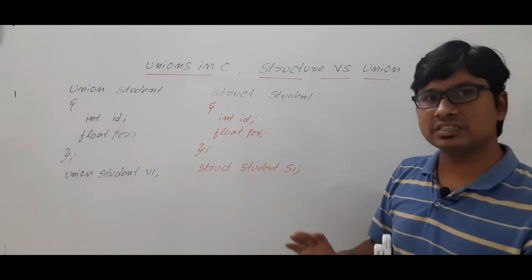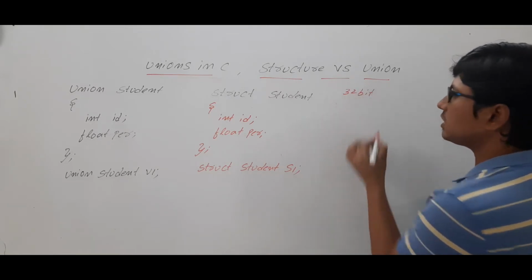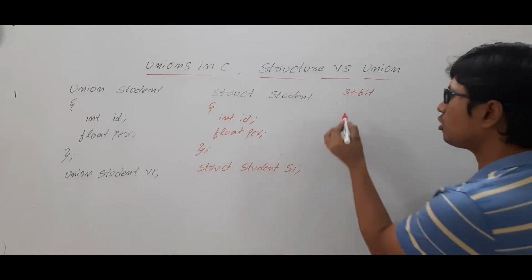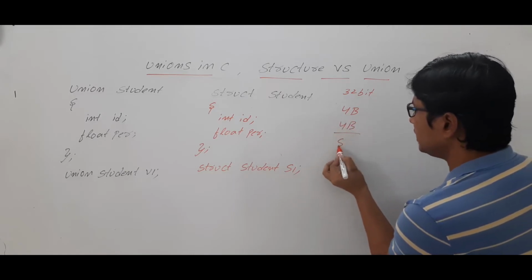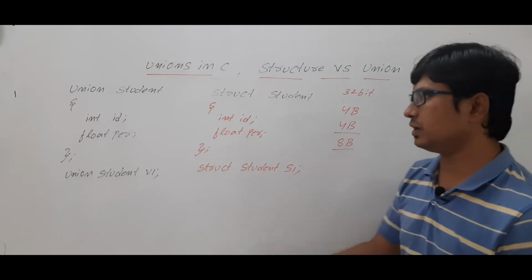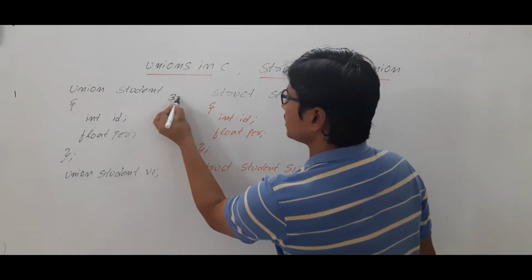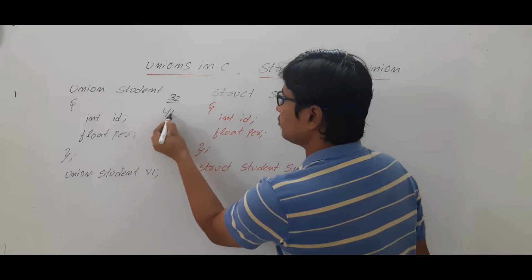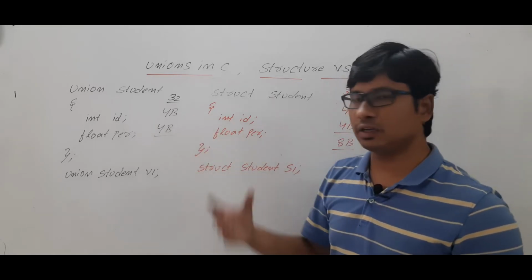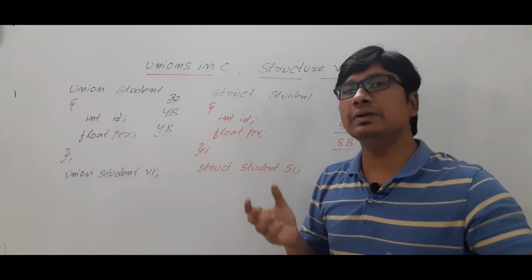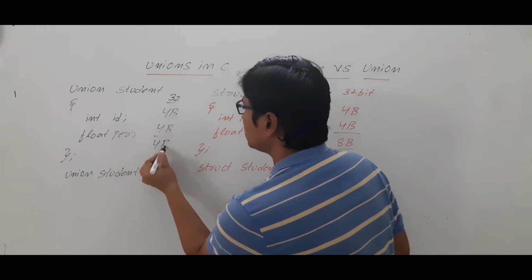Now come to the structure, how much memory allocation will happen. Let's take that I am using a 32-bit compiler. If I am using a 32-bit compiler, you know that integer will occupy 4 bytes and then float also will occupy 4 bytes. So totally 8 bytes of memory will be allocated for this variable s1. Now come to the union. How much memory will be allocated: if it is a 32-bit compiler, integer will occupy 4 bytes and float will also occupy 4 bytes. Now among them, which is greater? Both are equal. Then how much memory will be allocated? If it is a structure variable, 8 bytes is allocated, whereas union, it will allocate 4 bytes only.